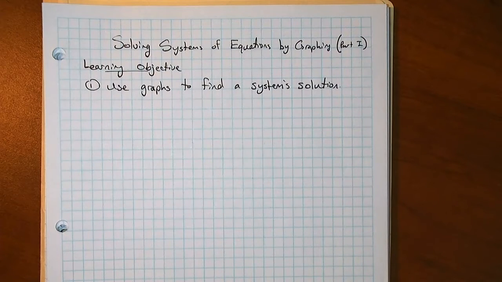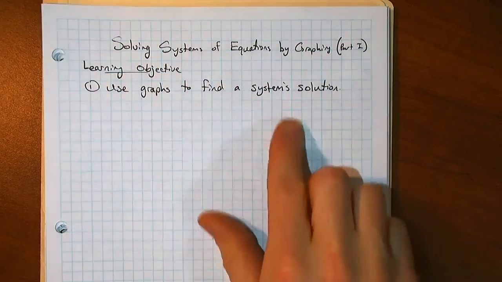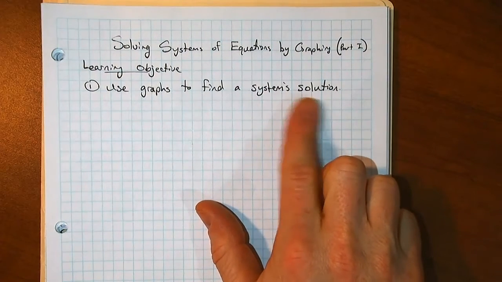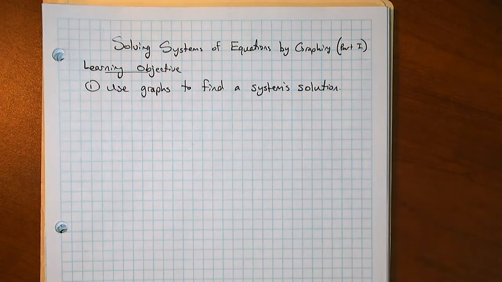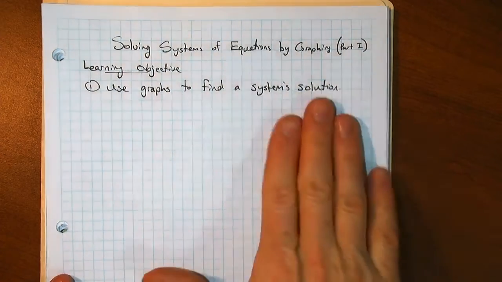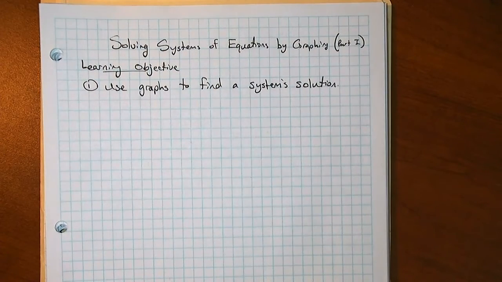Let's take a look at our one and only learning objective for this video. Our learning objective is simply to find a solution by using a graph. That's it. It's that simple. Remember, we said in the last video that technically the full name of a solution is the system's simultaneous solution, but it's pretty rare that mathematicians actually call it that. We usually just say solution for short. And that's what we're going to do.